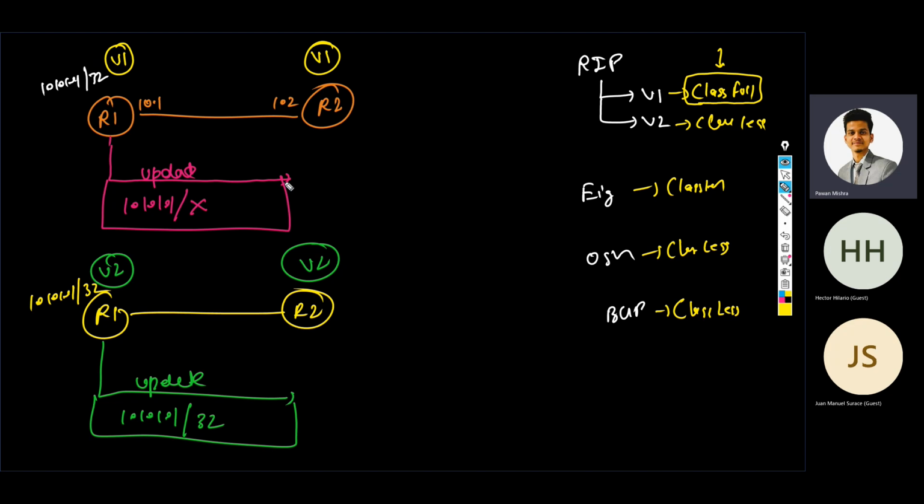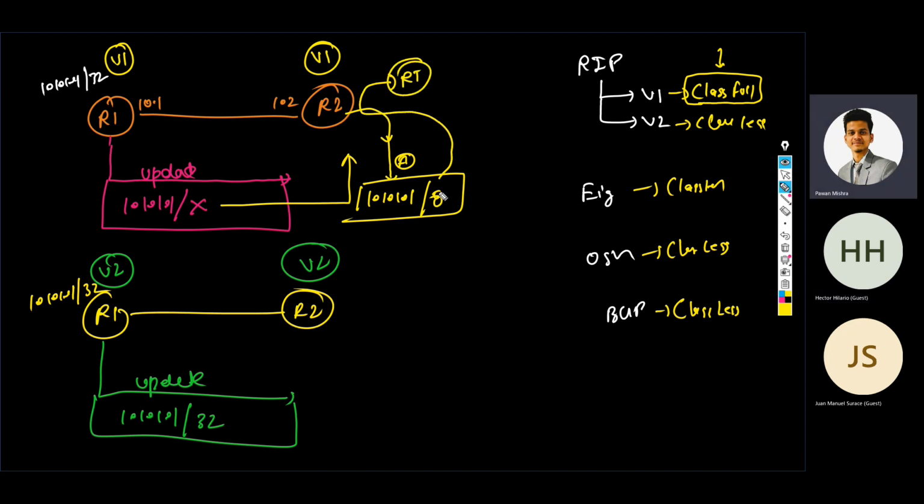So this is the difference between classless and classful. Classful routing protocols don't share the subnet mask, and classless routing protocols do. Once R2 receives this update, it checks: I'm receiving 1.1.1.1 and there is no subnet mask. So R2 checks which class 1.1.1.1 belongs to. Class A. So it automatically adds a /8 subnet mask and adds this route to the routing table like this. This is the confusion, because the actual route is 1.1.1.1/32, but R2 installs it in the routing table as /8. This is the problem with classful routing protocols.